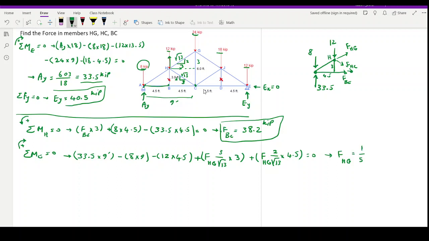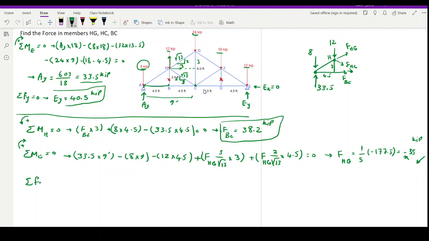From there, if you solve it, FHG is equal to around 1 over 5 times negative 177.5, and that's going to be negative 35, around 35 kip. This negative shows that the direction I have assumed is not correct, and it's going to be in the opposite direction, or in this direction. Now I have calculated 2 out of 3 unknowns.